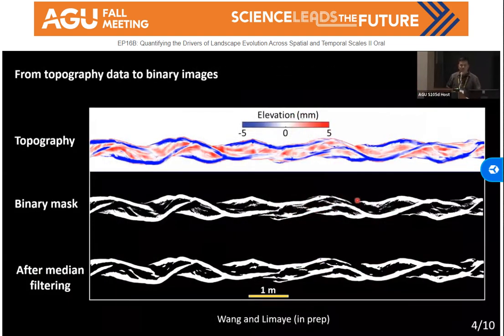The PIV method requires feeding in images, like binary images, so we first have to convert this topography data to binary images. On the top, I show the topography, with blue indicating channel threads and red indicating bars. By thresholding the elevation, we get the binary mask, with white indicating channel threads and black indicating bars. We find that there is still a lot of noise, like artificial measurement noise, so we use a median filter to make the edges between the bars and channels sharper. Overall, we are satisfied with this conversion.